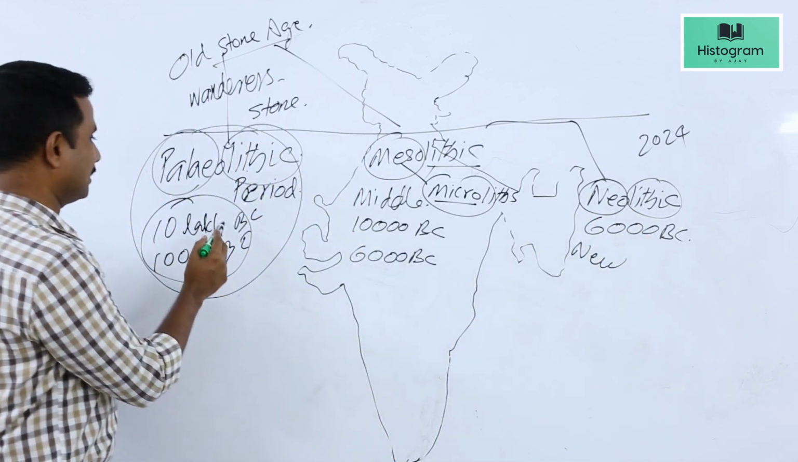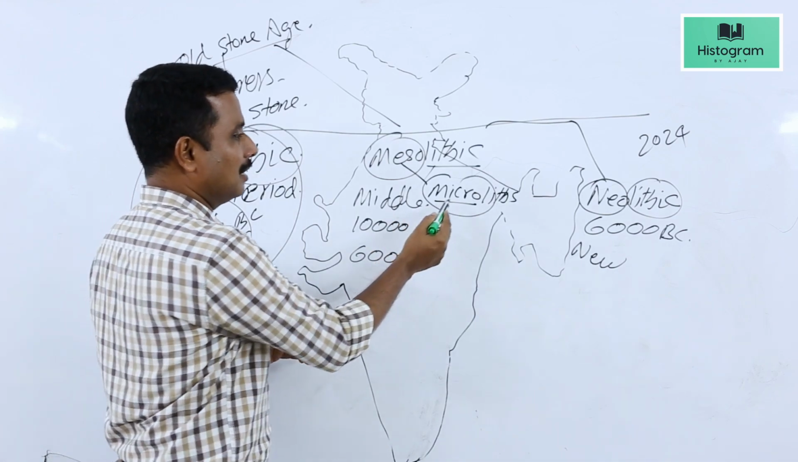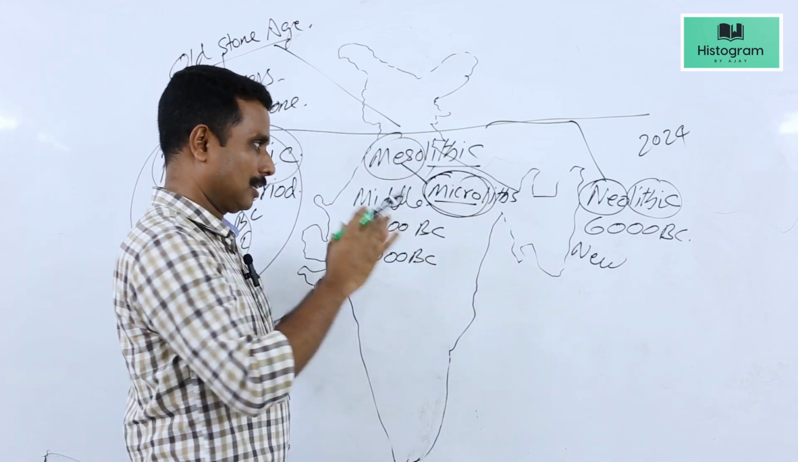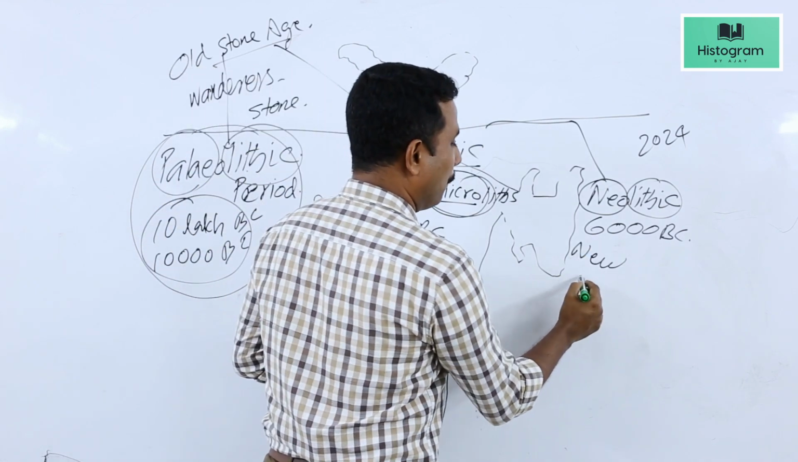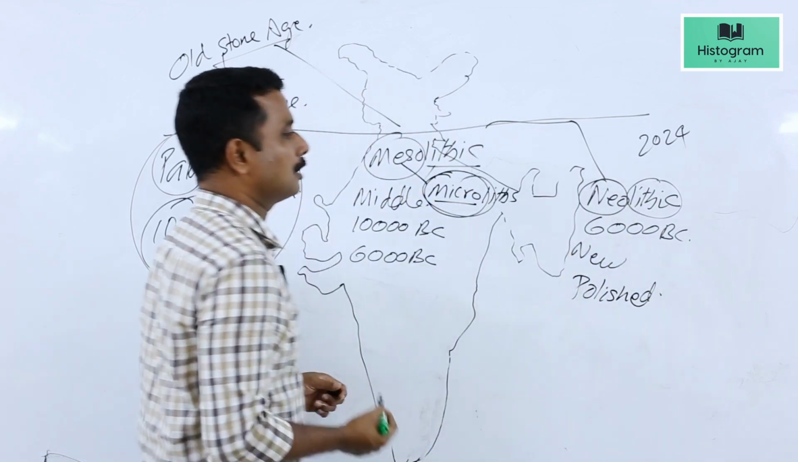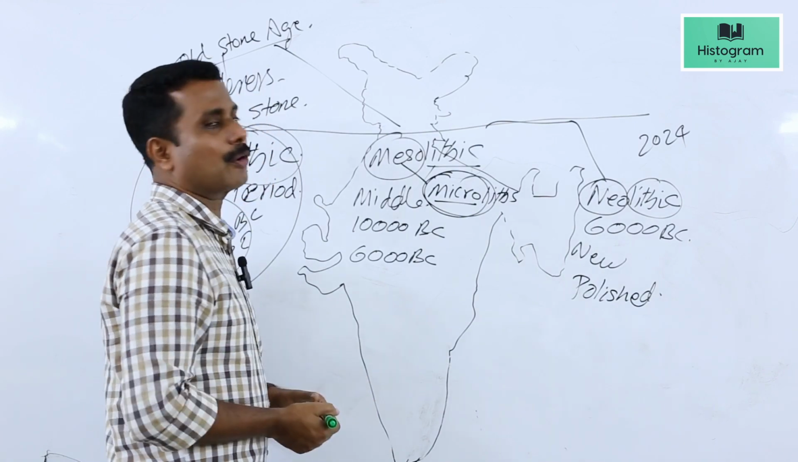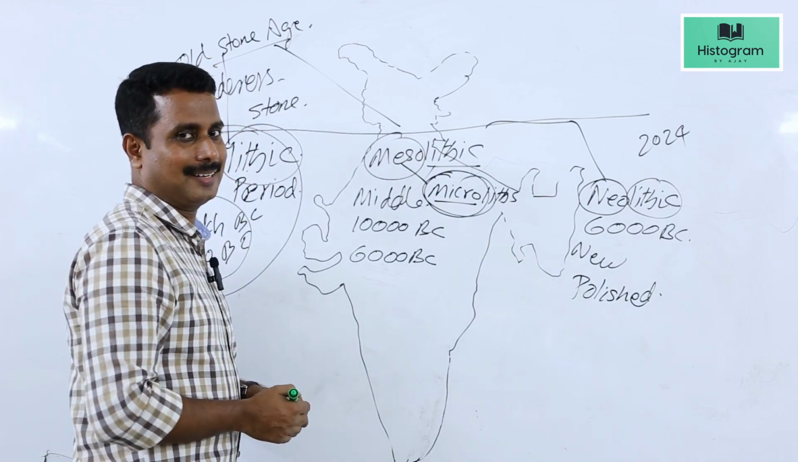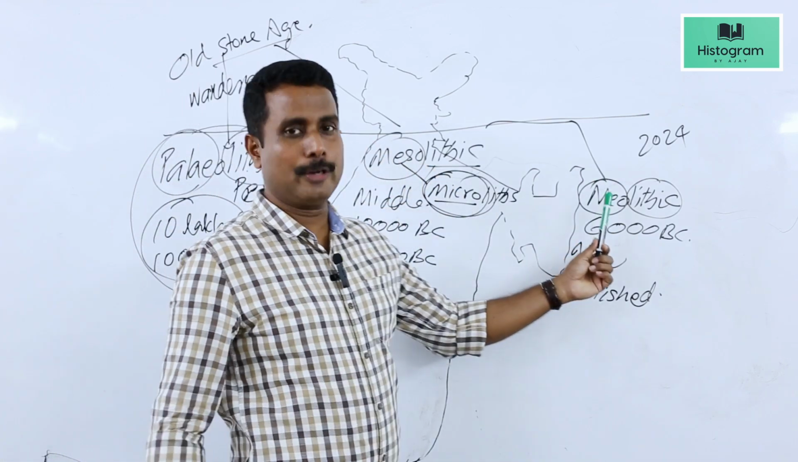So the earliest stage was not polished stone tools and implements. In the second stage, there was a little polishing, but the stone tools and implements were small. But here, well-polished stone tools and implements were used by these people to hunt animals and to survive. Thus, the earliest stages are Paleolithic, Mesolithic, and Neolithic.